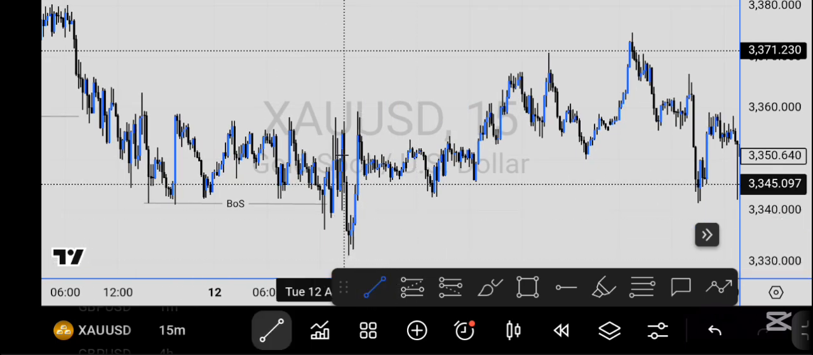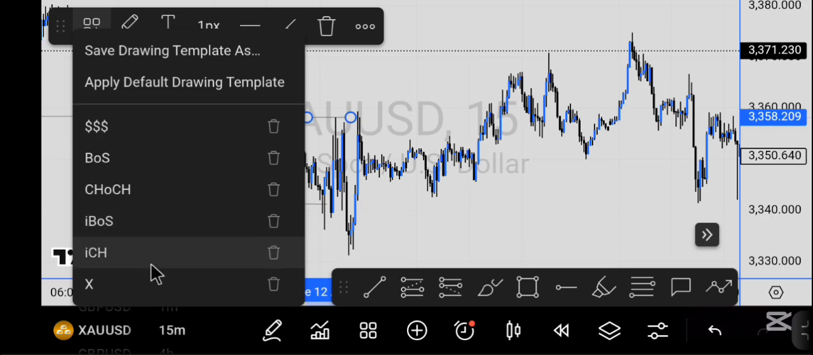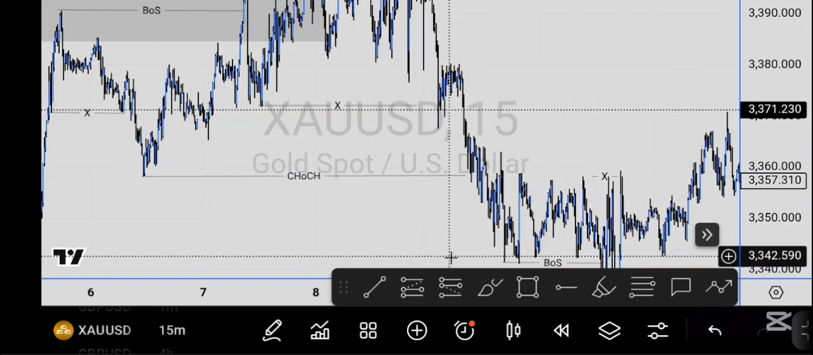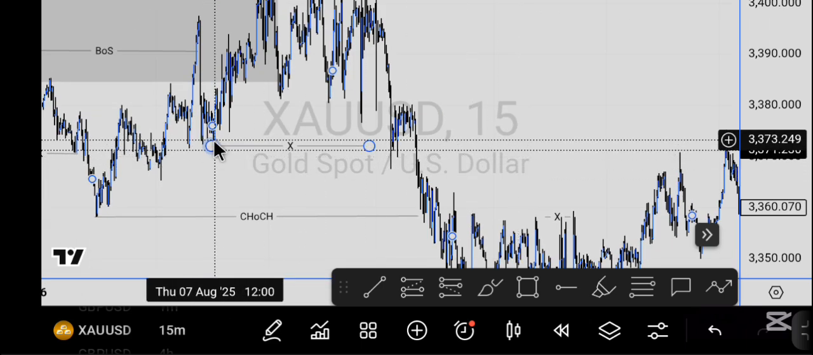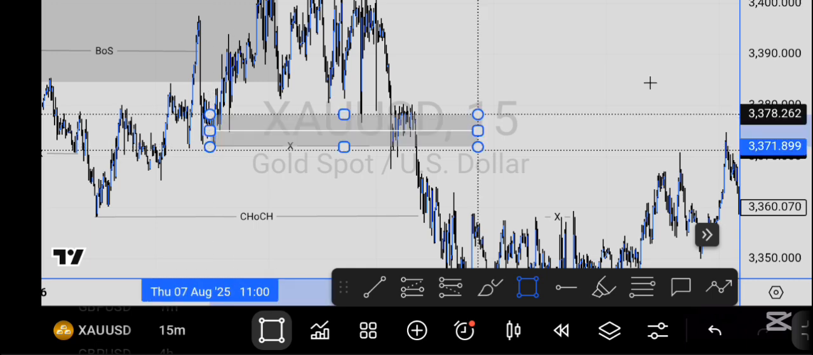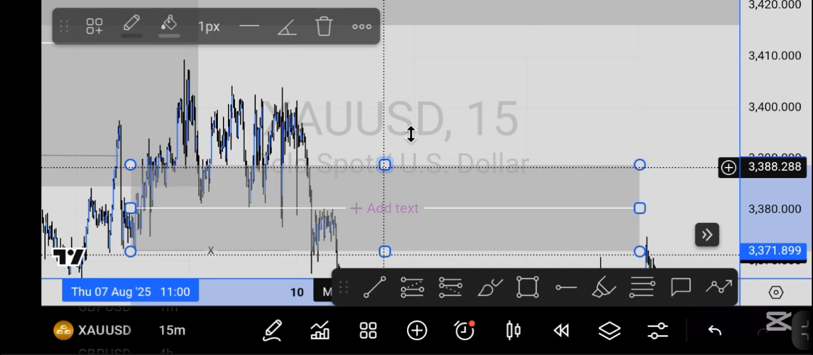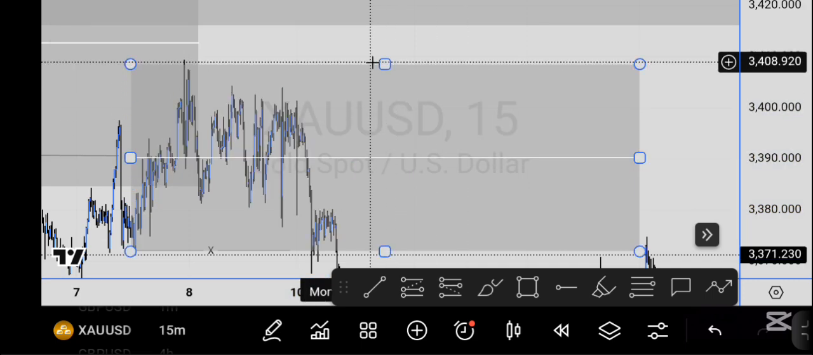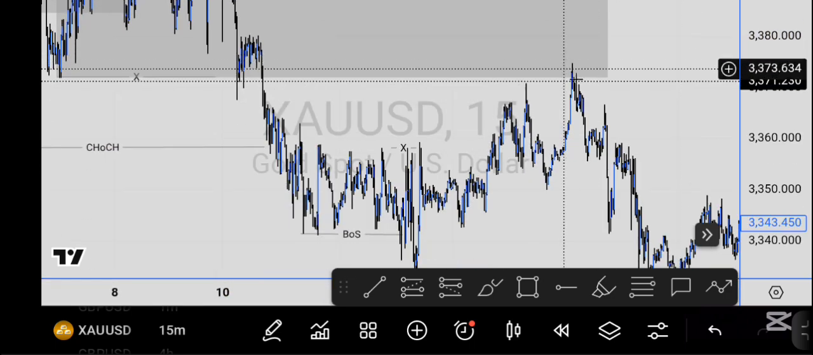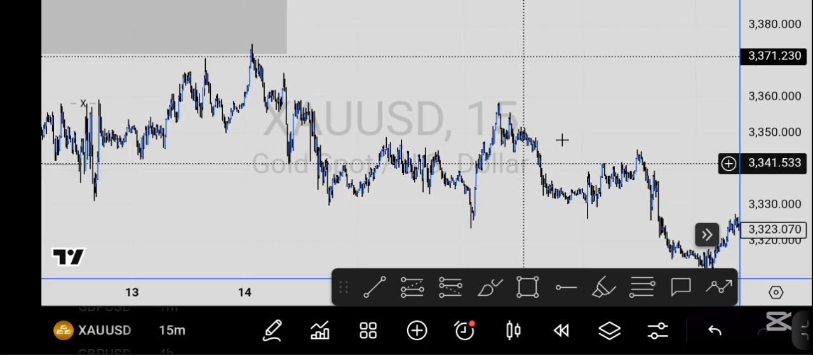So here we have our inducement right here, and then here is our POI. In this area we have an unmitigated order flow right here. You can see, normally this is where the order flow reached from this high. And you can see as soon as price tapped into this order flow, it started dropping.